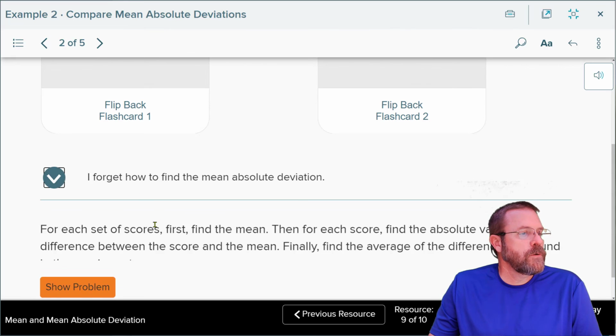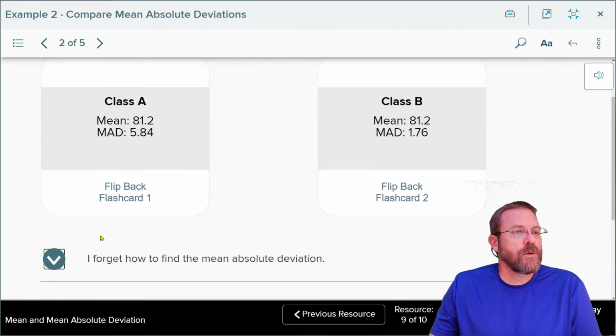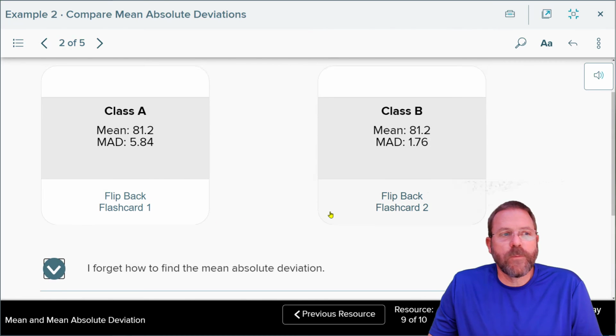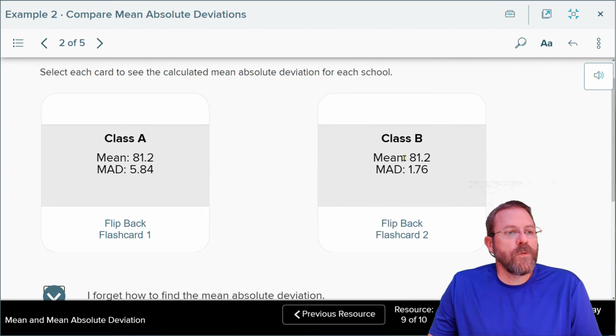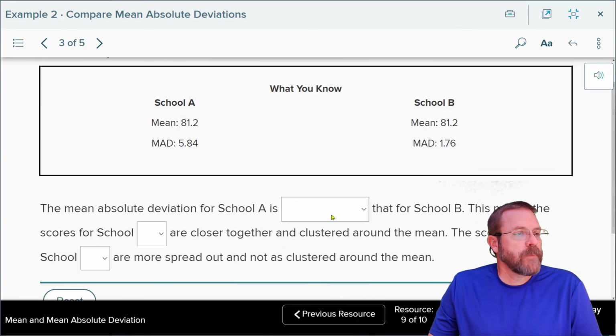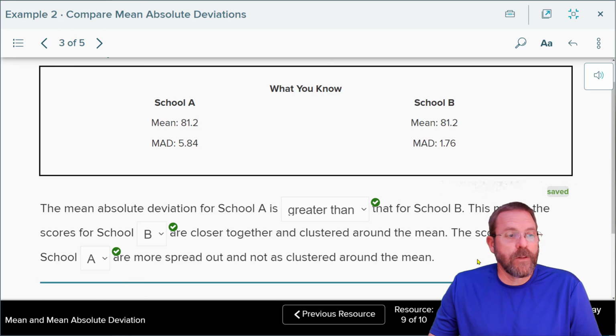If you don't remember how to do that, the instructions here will tell you what to do, or you can just go back and watch the video from before. So you can see that both of these have the same mean or average score, but this one, the data values were further apart than this one. Moving on to the next part, we can say that the mean absolute deviation for School A is going to be greater than for School B. This means that the scores for School B are going to be closer together and clustered around the mean. The scores for School A are going to be more spread out and not clustered around the mean.